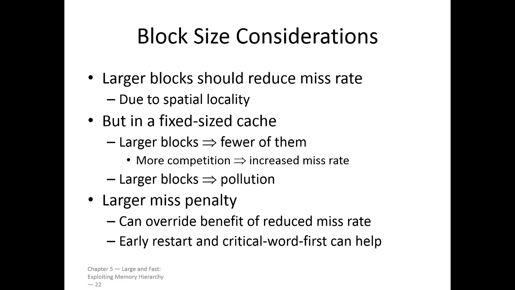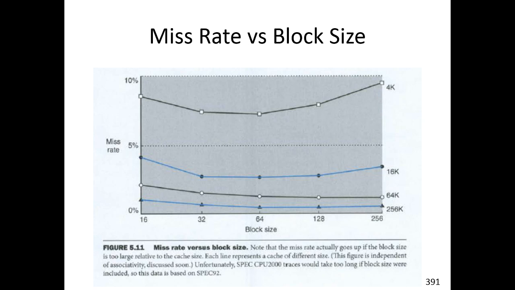All right, here are some considerations. Larger blocks should reduce miss rate due to spatial locality, but it doesn't always work that way. There's more competition, so you have increased miss rate. The synonymous word they use here is pollution. In other words, when you have larger blocks in your cache, you're constantly overwriting what's there, so you may miss what you actually needed, even with spatial locality. Here are some trade-offs to give you an example of finding the sweet spot of block size versus memory size.